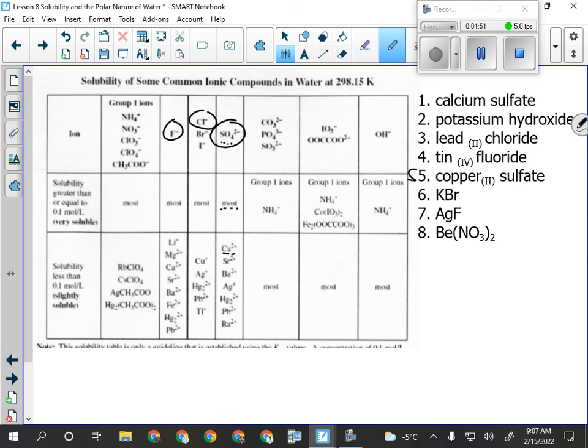Potassium bromide. Bromine is right here, soluble with most things. Potassium's not listed in the third row, so that's soluble. Silver fluoride. Fluorine's right here, soluble with most things. Silver's not listed in the third row, soluble. And beryllium nitrate, all nitrates are soluble, except with these incredibly rare things I've never even heard of, so that one is soluble as well. Everybody good with those?